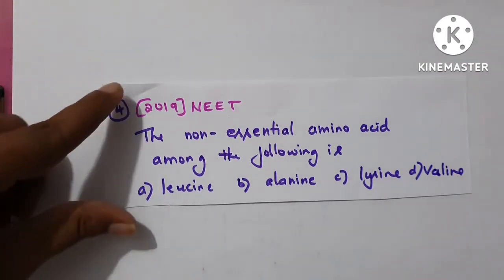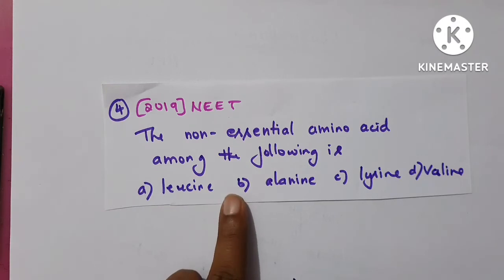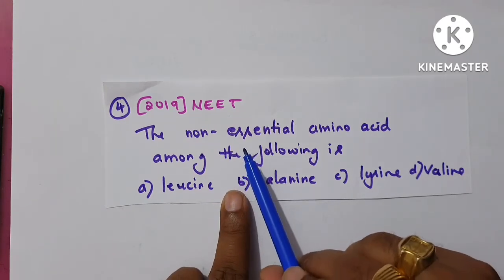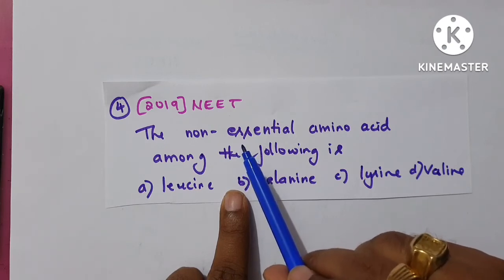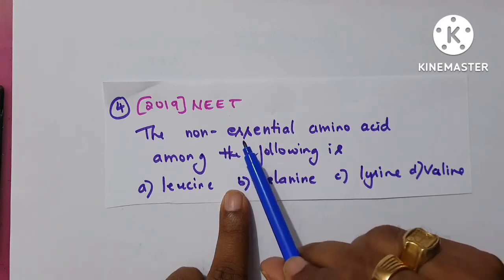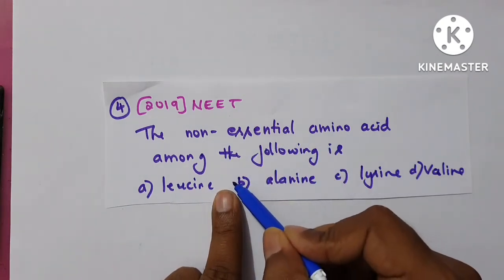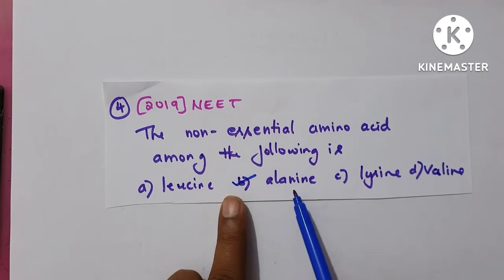In this, children, the question is to find the correct non-essential amino acid. Let me just tell you what a non-essential amino acid is. The amino acids which can be synthesized in our body are called non-essential amino acids. Here, alanine is the correct option, as it is an example of a non-essential amino acid.